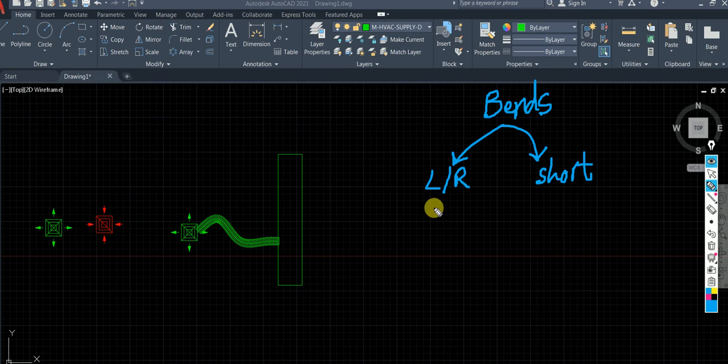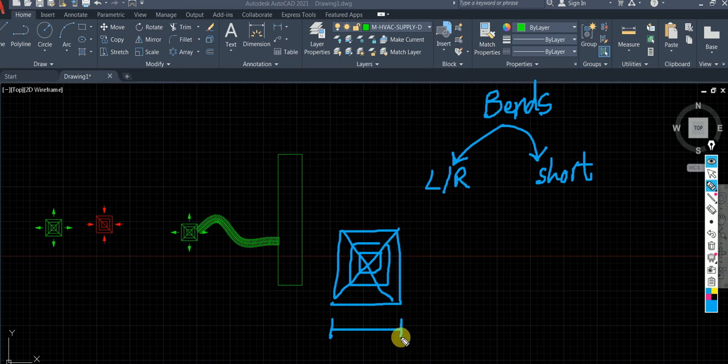For the long radius, remember, everything depends on the width of the air terminal. Let's suppose this is your air terminal, diffuser they call it, supply, whatever. Everything depends on this width. If this is your width, in long radius it depends on the radius. This is called the radius, this is called the fillet radius.